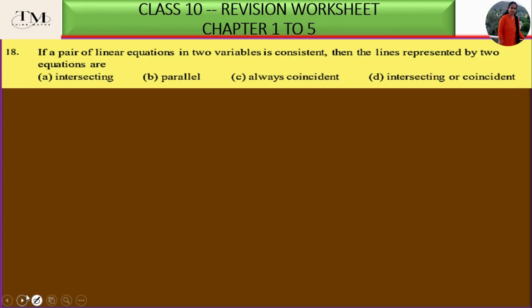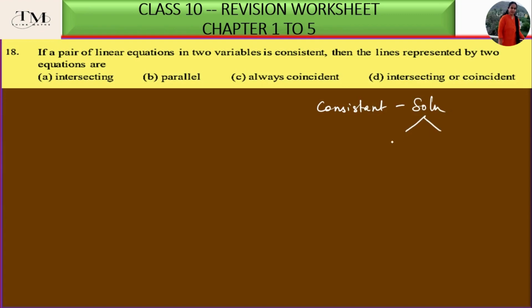So moving on to the 18th question. If a pair of linear equations in two variables is consistent, then the lines represented by the two equations are dash. The options are: intersecting, parallel, always coincident, intersecting or coincident. So what is given? The pair of linear equations is consistent. Consistent means they will have solutions.